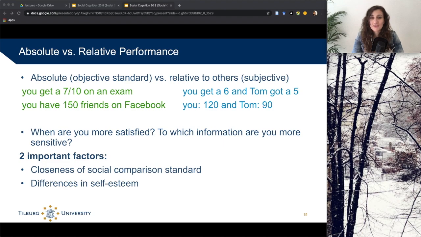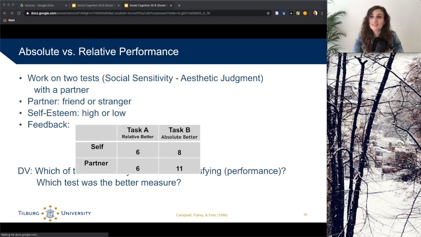It says that actually there should be 2 important factors here. One of them should be how close the person that you're comparing yourself to is to you, and the other is what kind of a person you are, in particular, what kind of self-esteem you have. Now let's take a closer look at this.